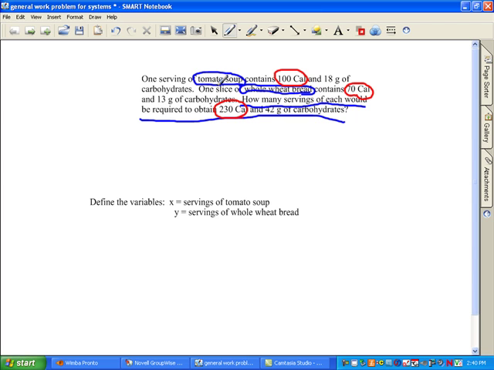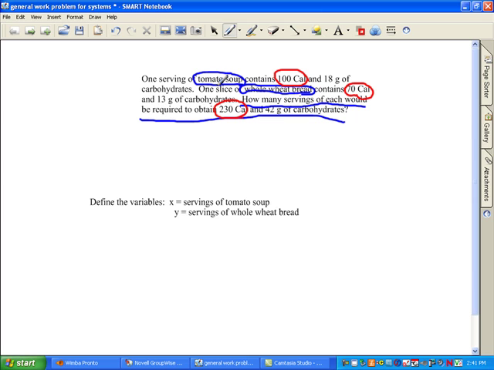So when we look through the problem, and you can see that I've circled some things in red, I have circled the total for the calories and I have circled everything else in that problem that talks about calories so that we can see if this makes any sense. I know that I have 100 calories in tomato soup and 70 calories in whole wheat bread, and I'm supposed to have 230 calories altogether. So if I add those two things together, I should get a total of 230 calories.